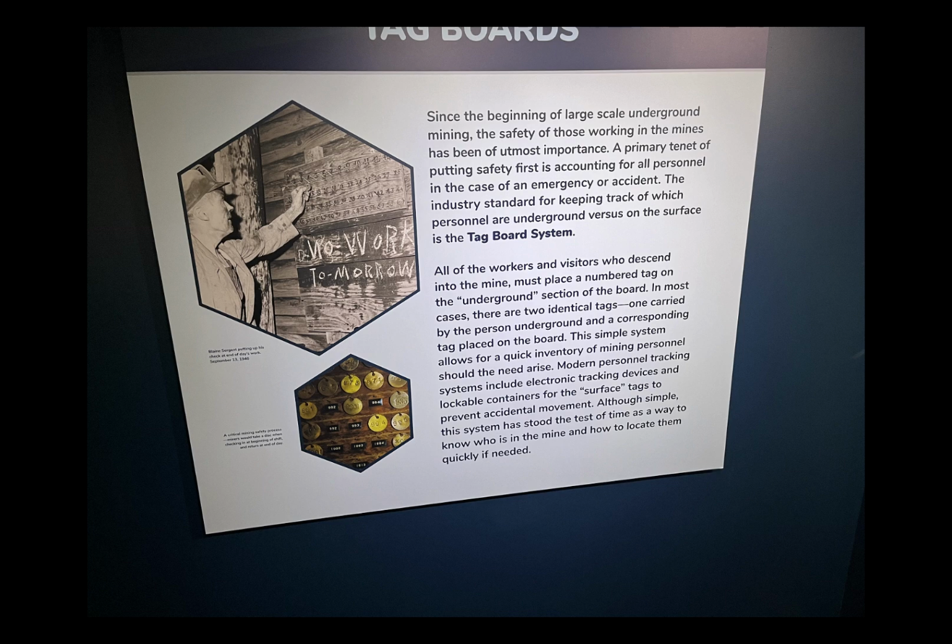This would let those in charge of the mines know if there's a person down at the bottom. As technology advanced, so did these tag boards, with modern tags being electronic for better determining of a miner's location. The surface tag board was also lockable now to help prevent accidental tag movement. These practices stood the test of time and are still used today by modern mining companies.